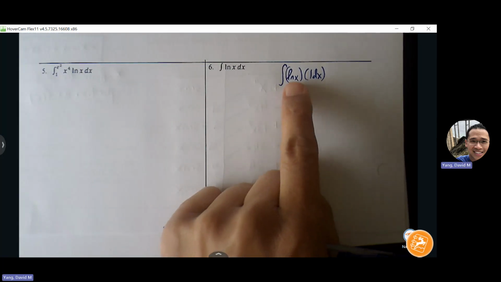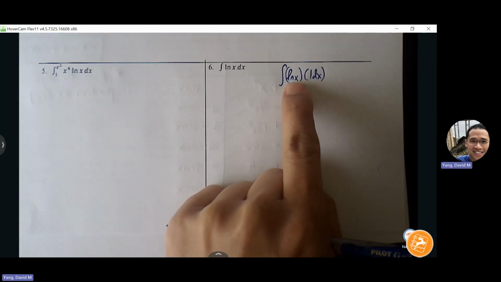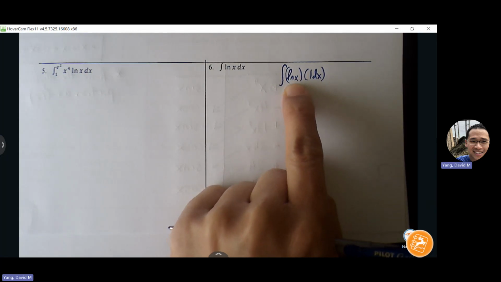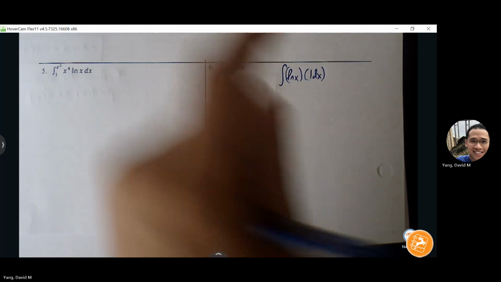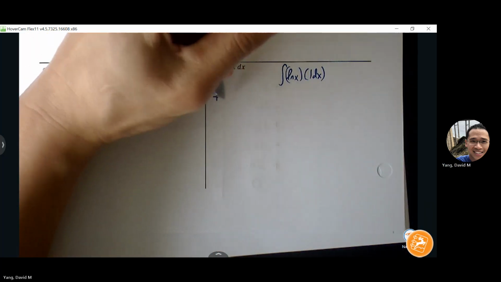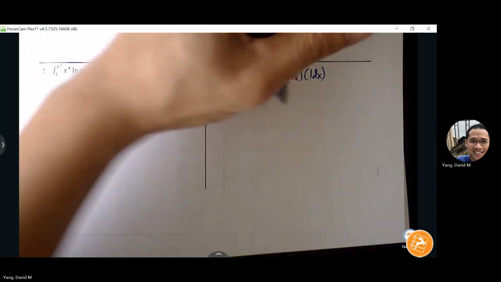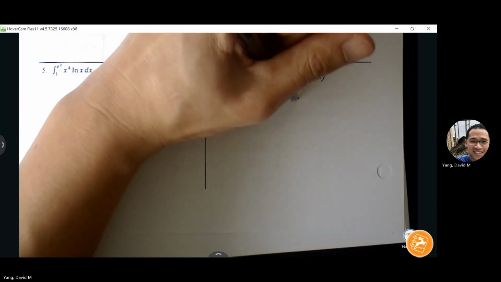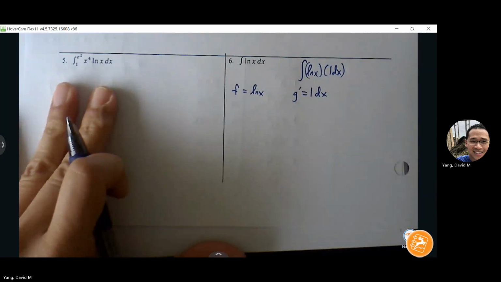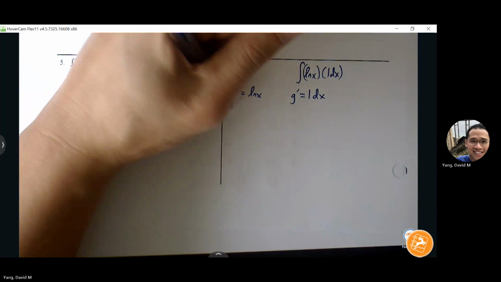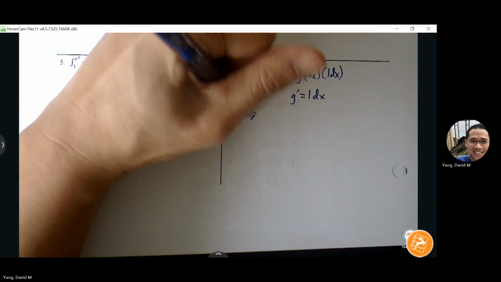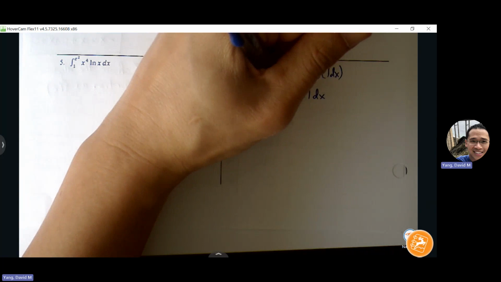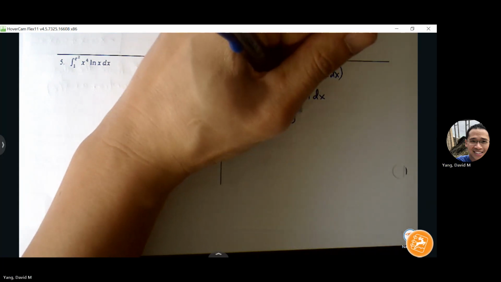So there's no rule for natural log of x, but if we treat this like f and g prime, I can go through integration by parts. In this case, I'm forced into my f being natural log, right? And I can't do tab method if my f function is natural log. Okay, what's f prime? U prime over u. G prime is 1, so g is what? X.